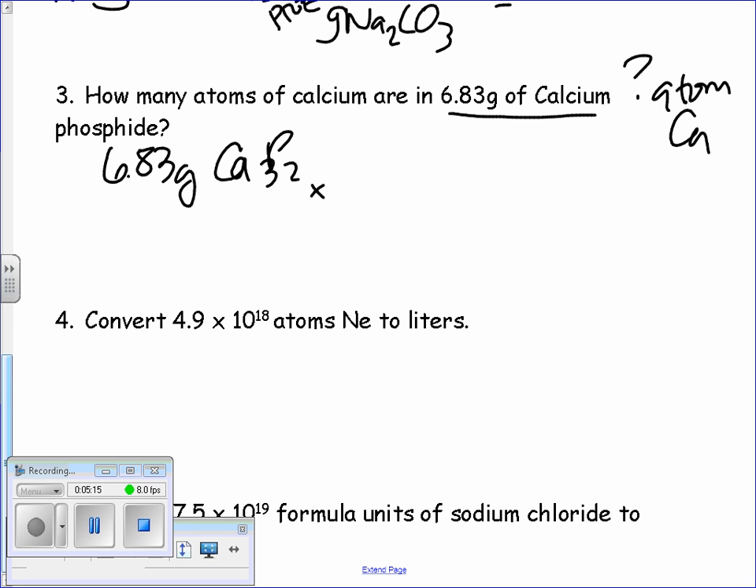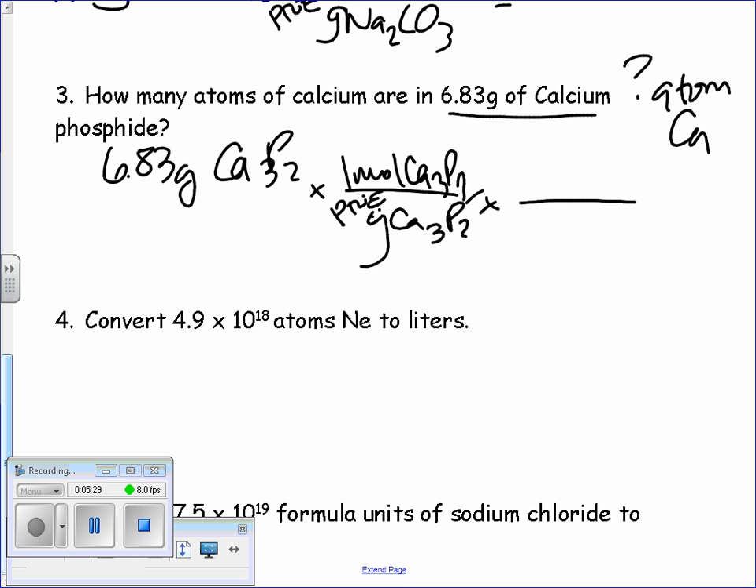Okay, so you just convert from grams to moles. Moles is the magical stepping stone, right? So 1 mole of calcium phosphide, with grams on the bottom, would just be straight from the periodic table, so I'm going to put the periodic table right there. Grams of calcium phosphide. Okay, now I'm in moles of calcium phosphide. What type of particle could I convert to right now, Zach, if this is an ionic compound?